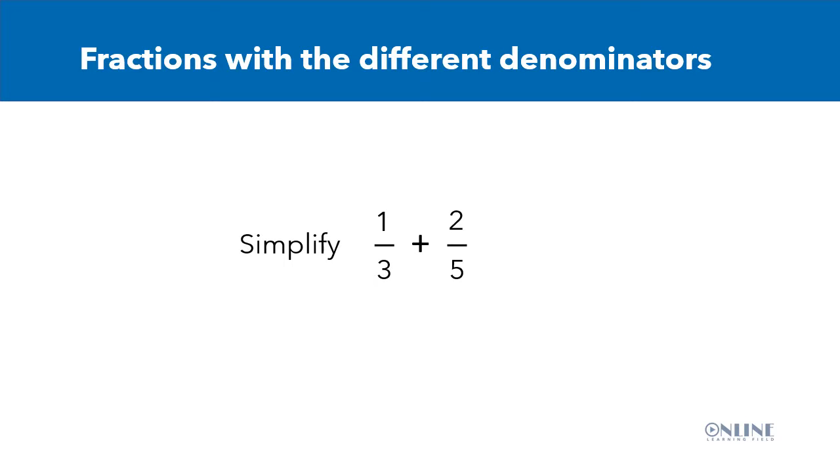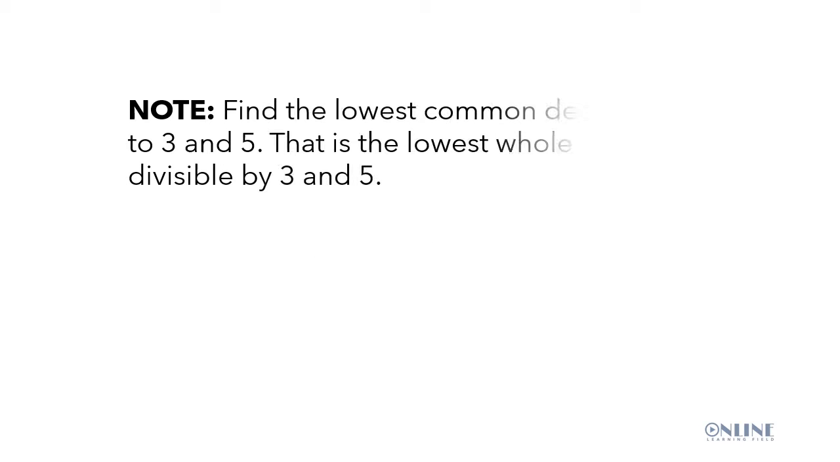Now, let's learn how to add up fractions with different denominators. In this example, we are required to simplify 1/3 plus 2/5. These two fractions have different denominators. The first thing to do here is to find the lowest common denominator divisible by 3 and 5. That is the lowest whole number divisible by 3 and 5.